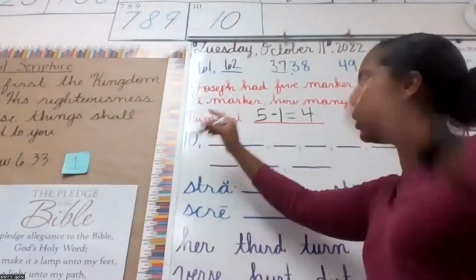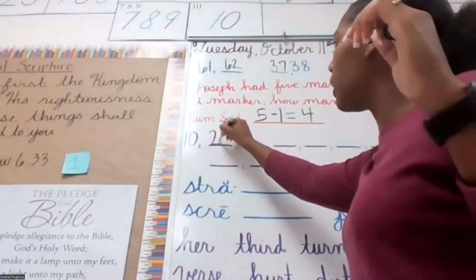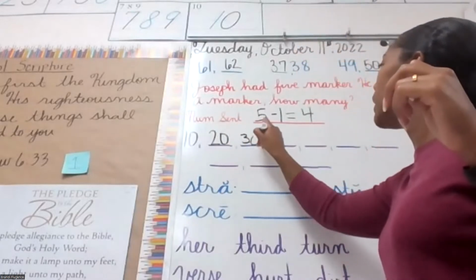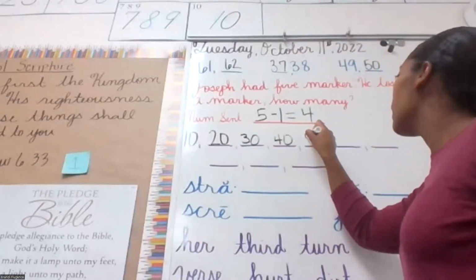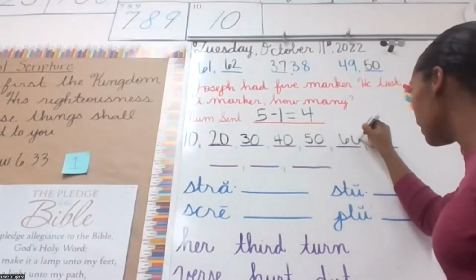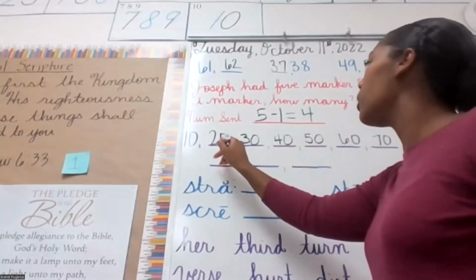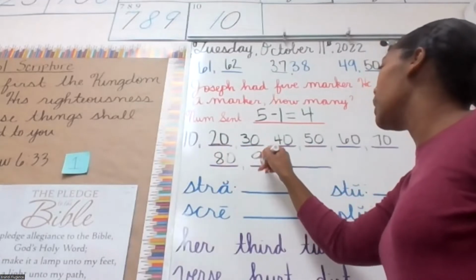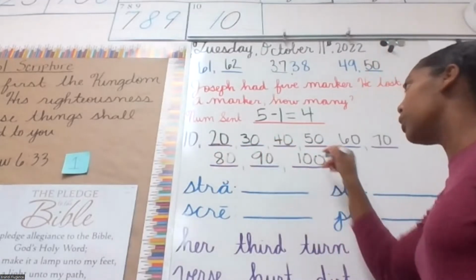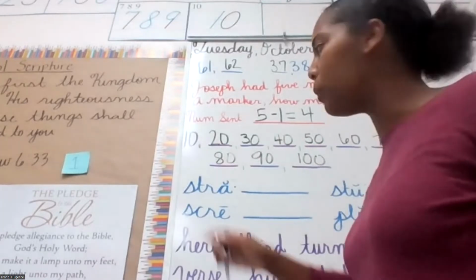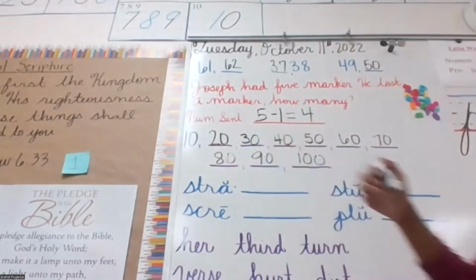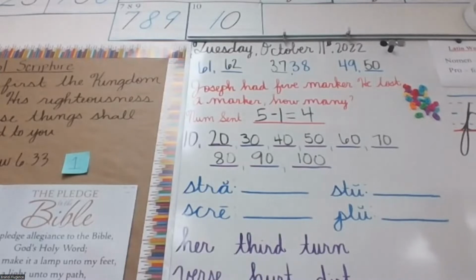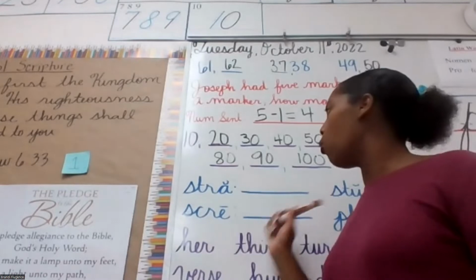So I have 10. What number comes next? 20, 30, 40, 50, 60, 70, 80, 90, and 100. Let's count together by tens. So 10, 20, 30, 40, 50, 60, 70, 80, 90, 100. Awesome. 10, 20, 30, 40, 50, 60, 70, 80, 90, 100.